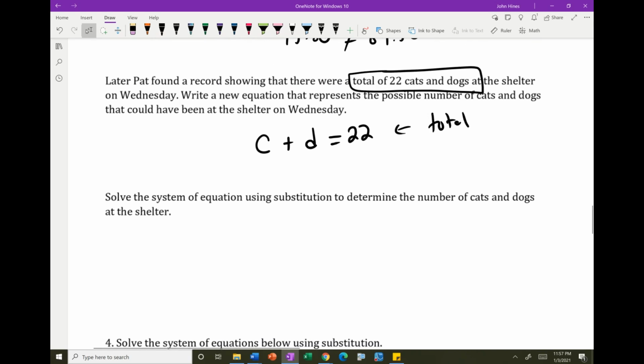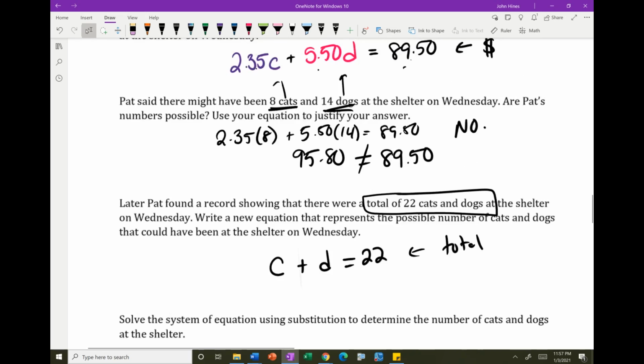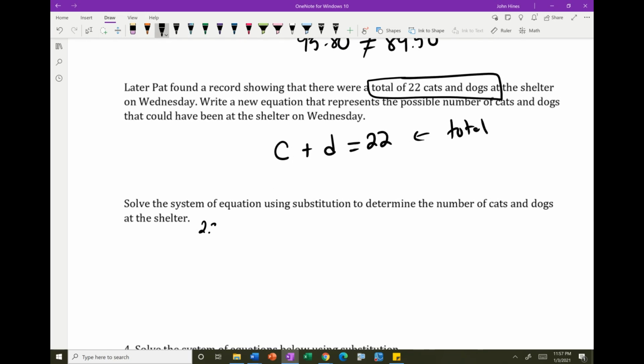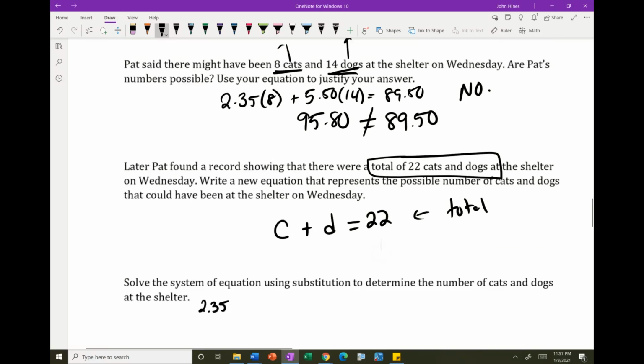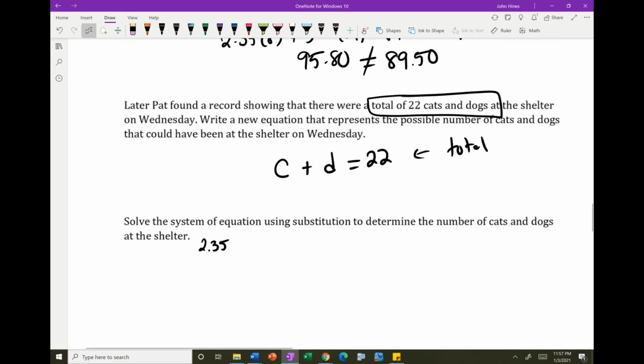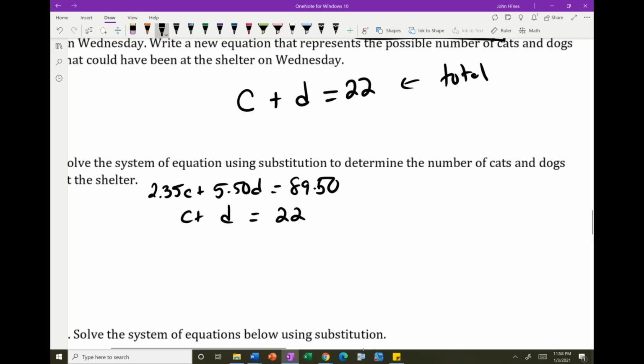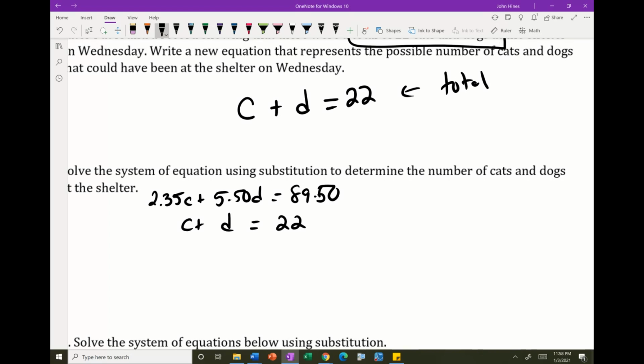So now we have a system of equations: 235C plus 550D equals 8950, and I also have C plus D equals 22. So using substitution here, I've got to find someone that's all by themselves. And I don't see that, right? So watch what I'm going to do.